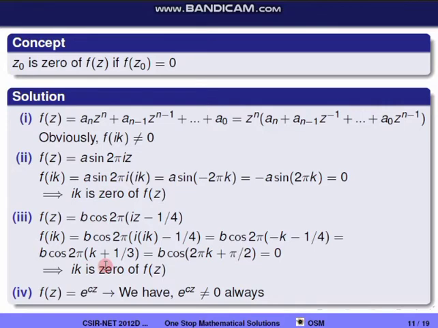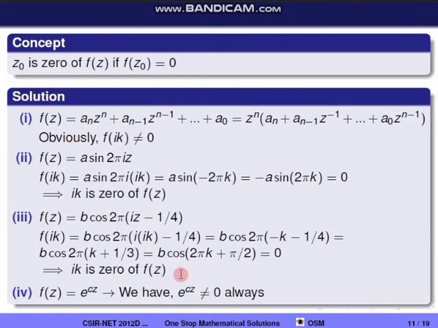plus k plus 1 by 4. Here actually there is a mistake, so I am multiplying 2 pi inside, so this is equal to b cos 2 pi k plus pi by 2. So the value of this angle is equal to 0. So ik is a 0 of f of z.